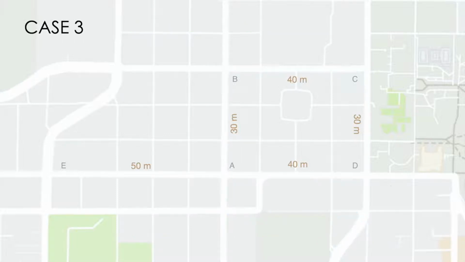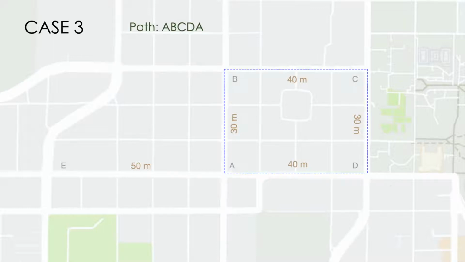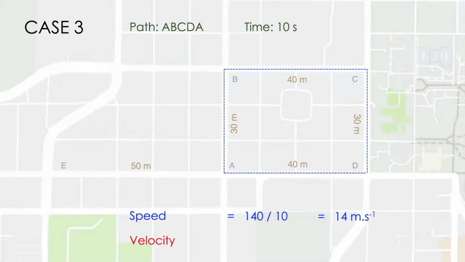In our next example, we start from A and go around B to C to D and then come back to A, and we do that in 10 seconds. Now here, since the distance covered is 140 meters, the speed would be equal to 14 meters per second. And since we returned back to our original position, the velocity would be equal to 0.